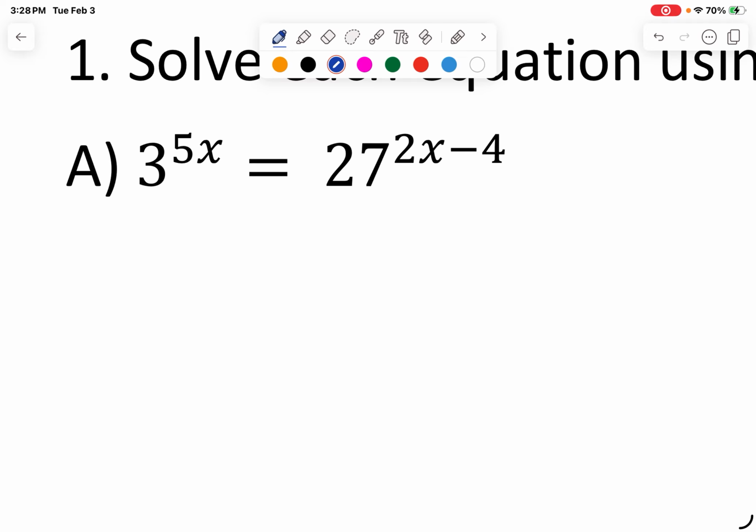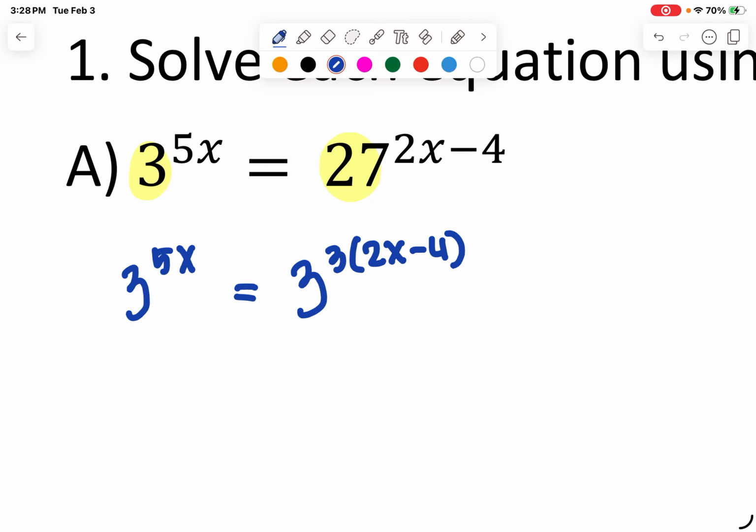So first off, I want to look at my bases of 3 and 27 and see if I can rewrite them as the same base. Ooh, which I can. 3 is 3 to the first power, so leave it alone, but 27 is 3 to the third power, so let's rewrite it like that. So leave 3, I don't have to write 3 to the first power, but leave this as 3 to the 5x is equal to, rewrite 27 as 3 to the third power, and then we have 2x minus 4.